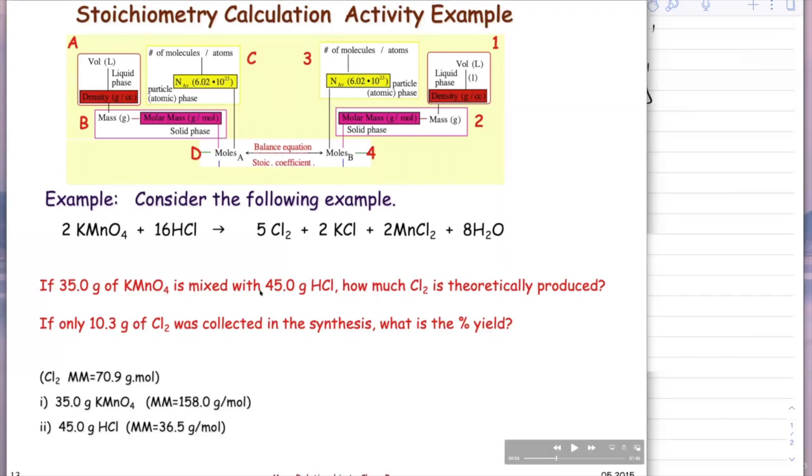So in this particular problem that's described, it says you have 35 grams of potassium permanganate, that's this guy right here, KMnO4, and 45 grams of hydrochloric acid. And the question is, how much chlorine is theoretically produced? When you see this word theoretically, it means that if the chemicals were to produce 100% of the product, how much of that product is produced? And the chemical that is going to produce the theoretical yield is the chemical that runs out first. Okay, the second part of this is, if you got 10.3 grams of chlorine, what is the percent yield?